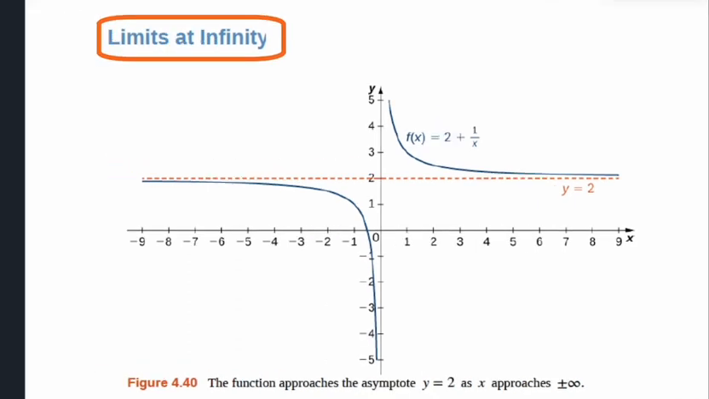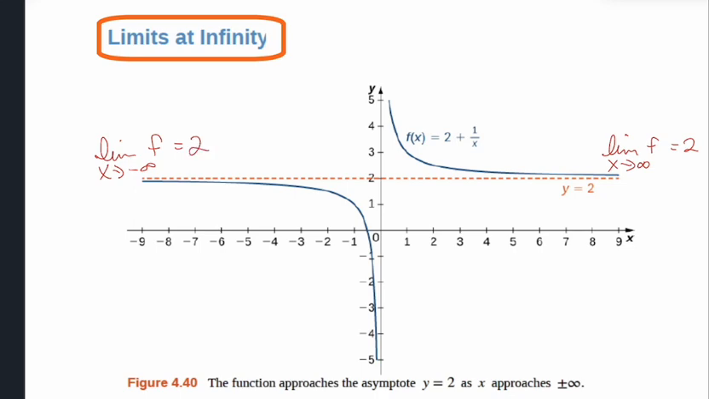If we look at the limit to infinity here, as we approach infinity, it is heading to a height of 2. But to negative infinity, we are also heading to a height of 2. So this would be written as the limit as x approaches infinity of f of x is equal to 2. And this would be written as the limit as x approaches negative infinity of f of x also equals 2.